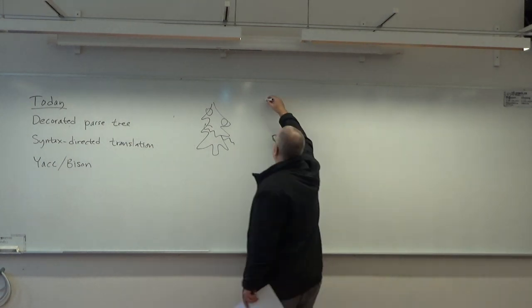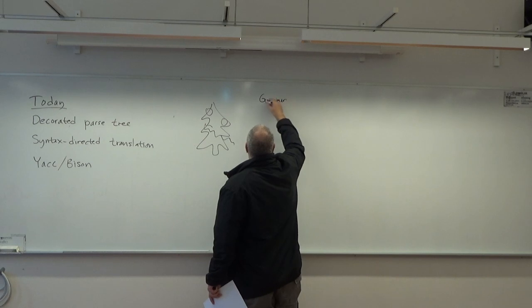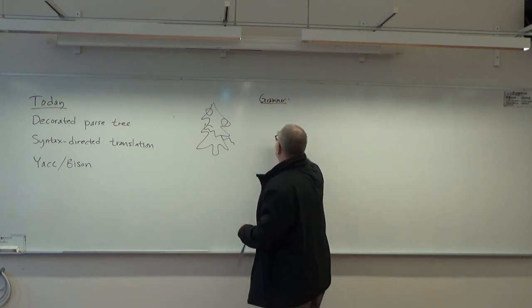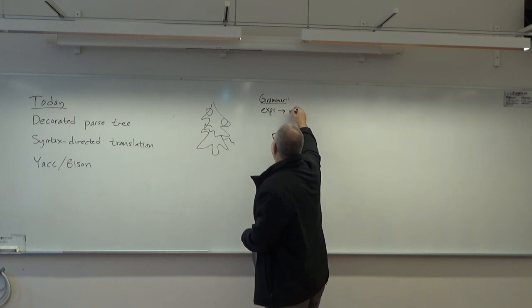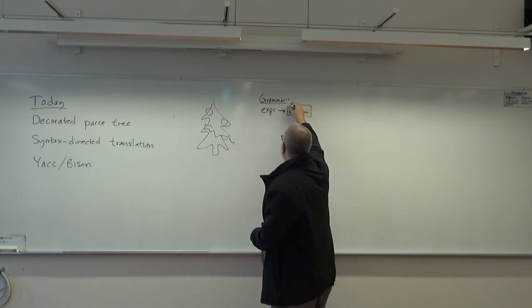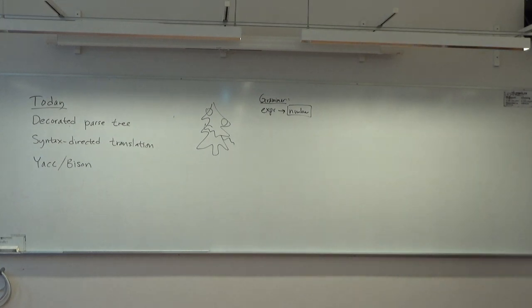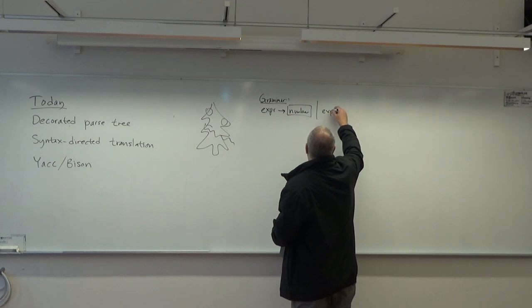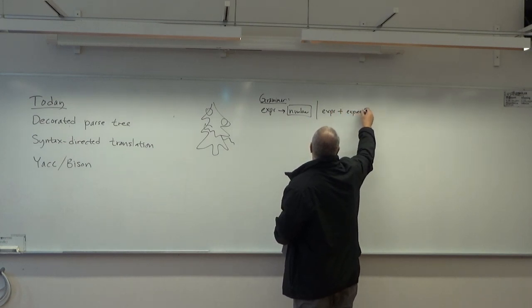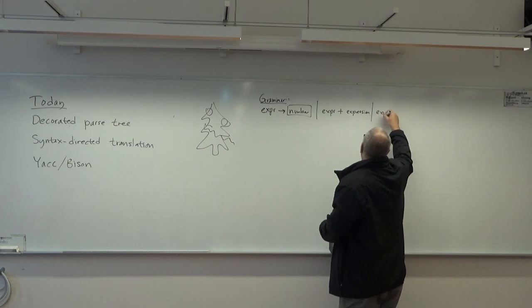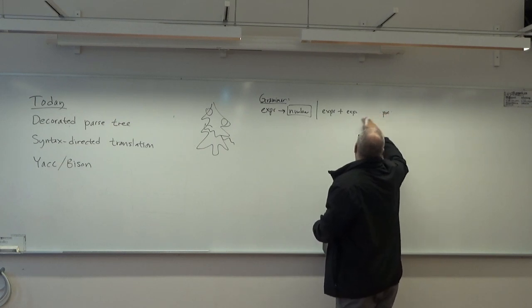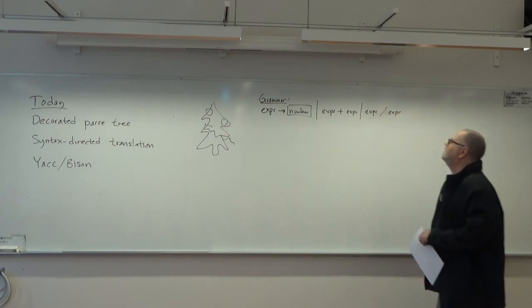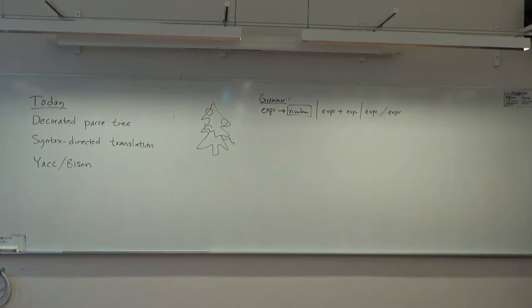Let's say we have a grammar. An expression can be either a number, and I'm trying to draw boxes around the terminals, the tokens. So an expression can be a number, or you can have one expression plus another expression, or you can have an expression divided by another expression. So we have a small language that lets you add and divide numbers.